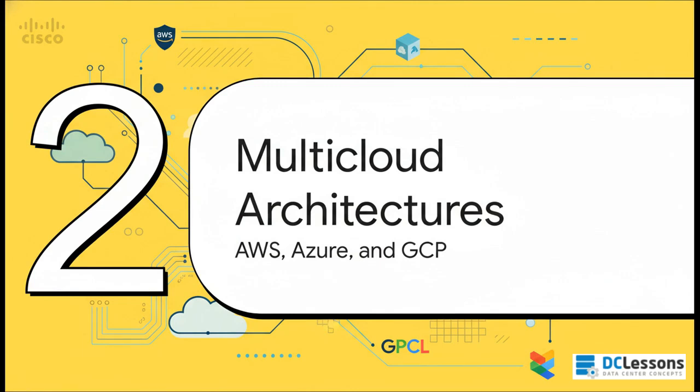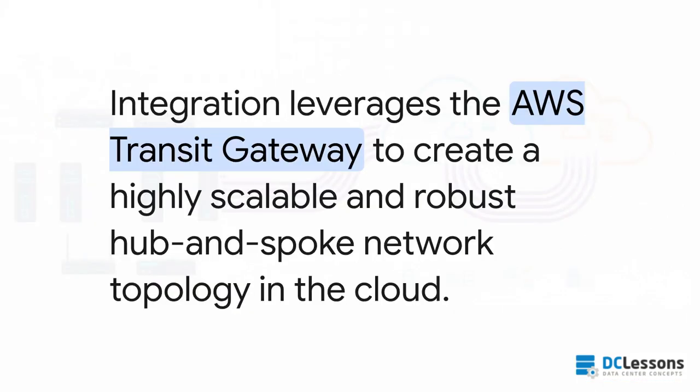Each cloud provider does things a little differently, and what makes Cloud OnRamp so powerful is how it intelligently integrates with each one to leverage their native strengths. This isn't a one-size-fits-all solution. First up, AWS. When we talk about AWS integration, it is all about tapping into the AWS Transit Gateway. The idea is to create this super scalable and solid hub-and-spoke network right inside the cloud, with Transit Gateway acting as your regional cloud router.